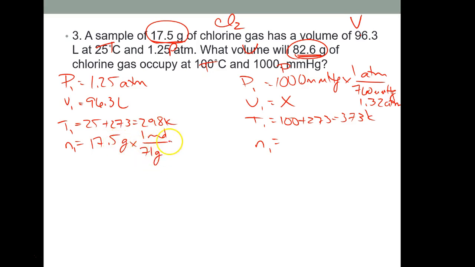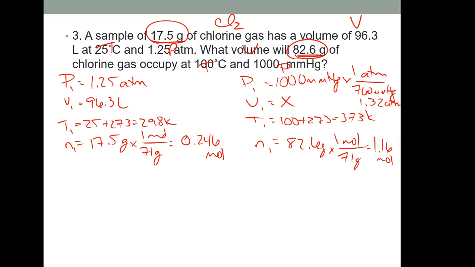So 71 grams, because it's Cl2, is 0.246, and that would be your moles. Same thing with the 82.6 grams. Do the same thing, 1 mole, 71 grams, 1.16 moles. So now all my units match. I have filled in all the variables.